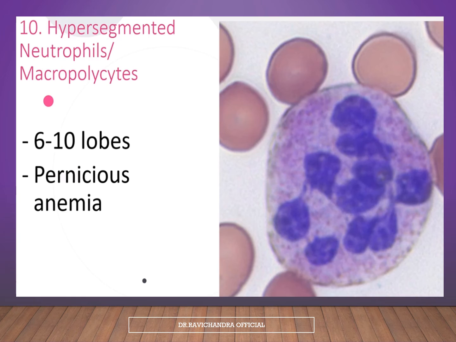Hypersegmented neutrophils, also called macropolycytes, will have more than 6 to 10 lobes, and are characteristically seen in pernicious anemia and megaloblastic anemia. In megaloblastic anemia there will be hypersegmented neutrophils, and the important point to diagnose megaloblastic anemia is that there should be more than 5 lobes, that is, hypersegmented neutrophils percentage should be more than 5% of the neutrophils. This is a characteristic feature of megaloblastic anemia.